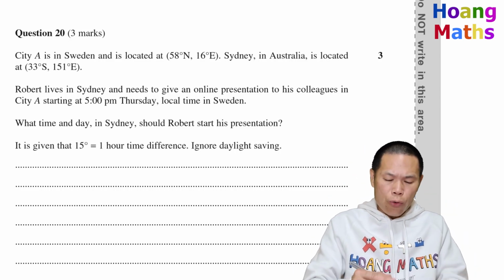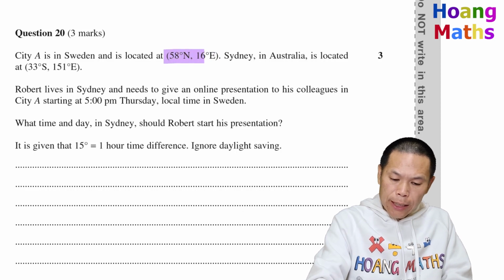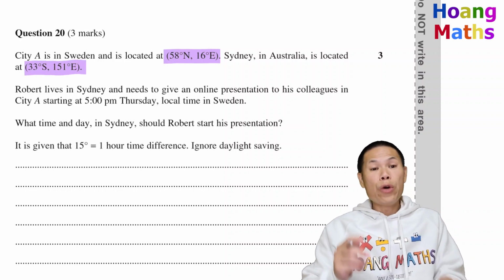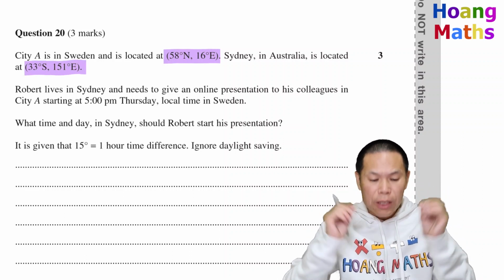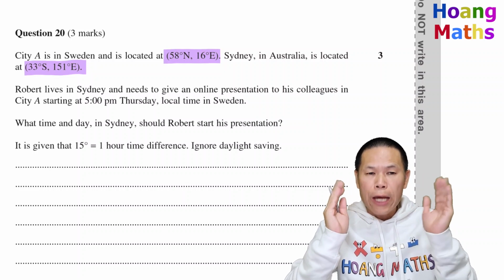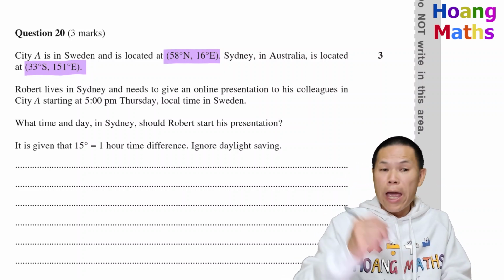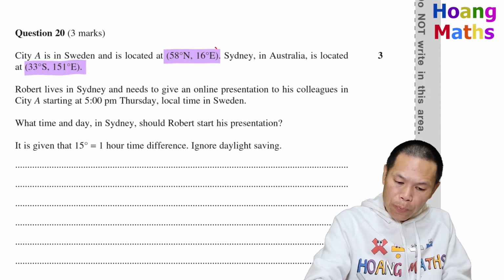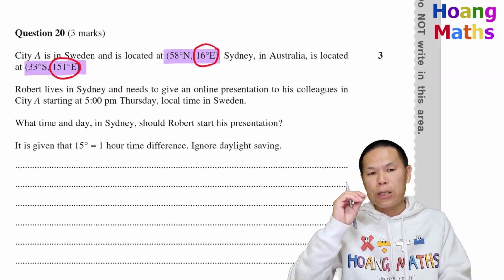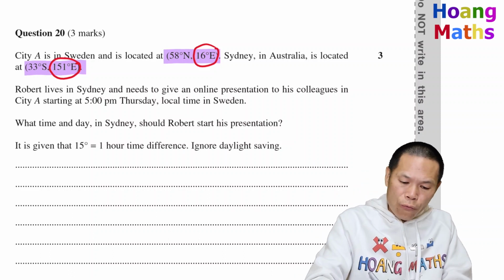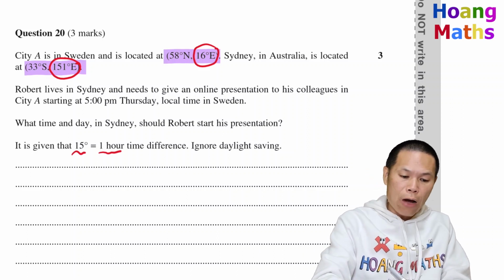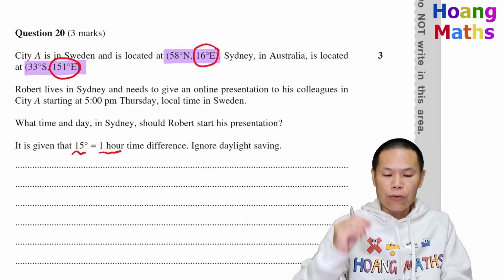So first of all, we know that City A is in this location here and Sydney is here. We need to work out the time difference first. To work out the time difference, we need to work out the angle difference first. To work out the angle difference, we need to focus on the longitude here. This will give us the time difference because 15 degrees gives us an hour difference. So let me work out the angular distance first.